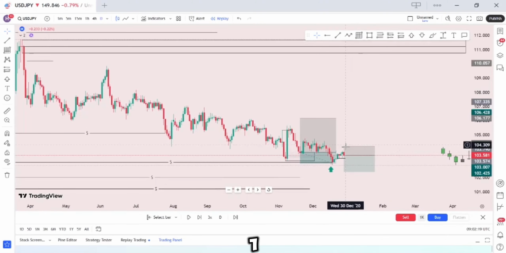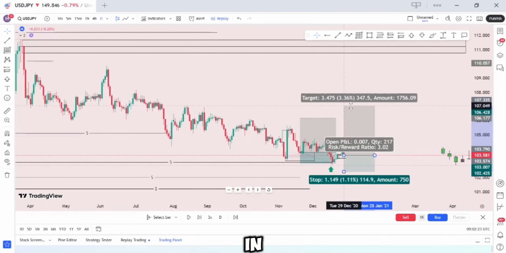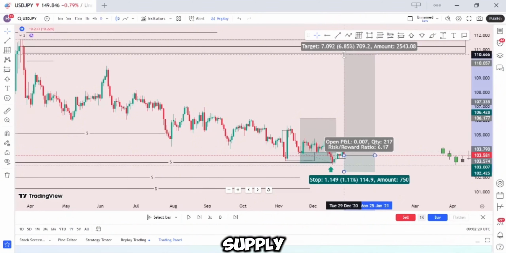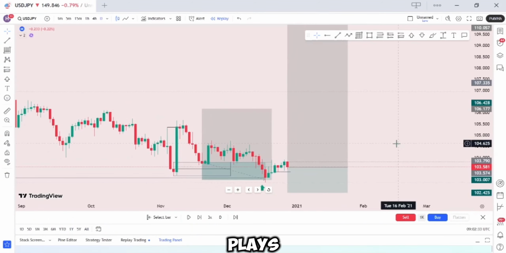I always recommend 1 to 3, but in these cases, let's target this imbalance and this supply over here. So in these cases, let's see how it plays out.